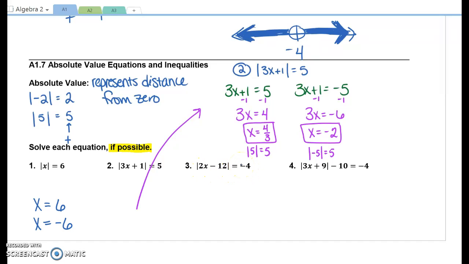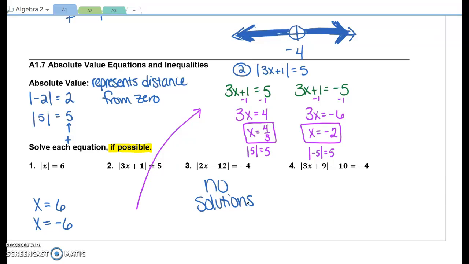No matter what x value you get, if you plug it in there, would the absolute value of whatever that number is equal -4? No, not possible. This would be no solutions. Honestly, you hope for these because then you can just write no solutions and you don't have to do any work and you move on.